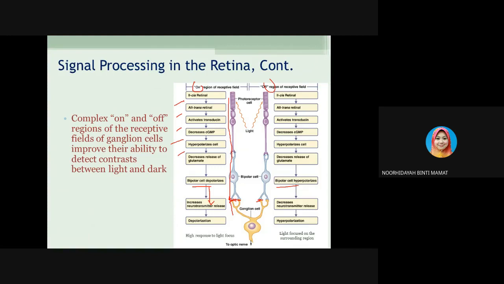And it will result in a high response to light focus. And when there is hyperpolarization, the light focuses on the surrounding regions. Okay, so these are the on and off regions of the receptive field.